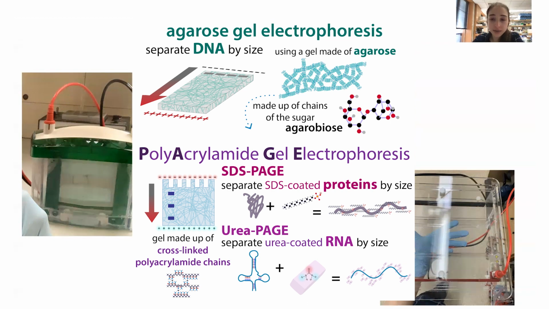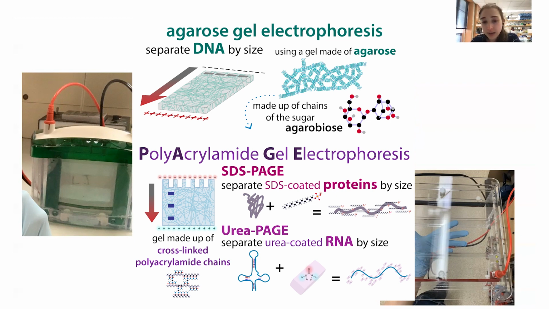We get them to move through the gel using electricity, which is why we call it electrophoresis. We have an electrical gradient that they're motivated to move through. And then when we turn off the power, they stop getting motivated to move.